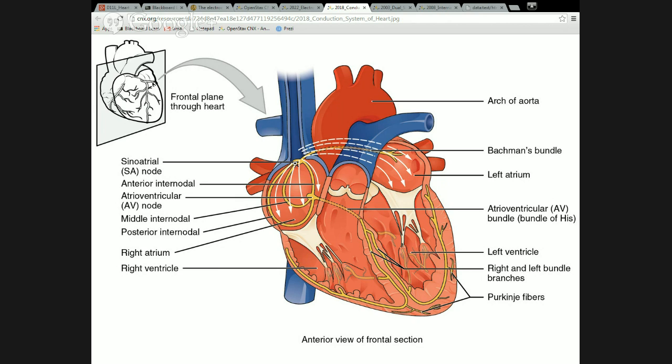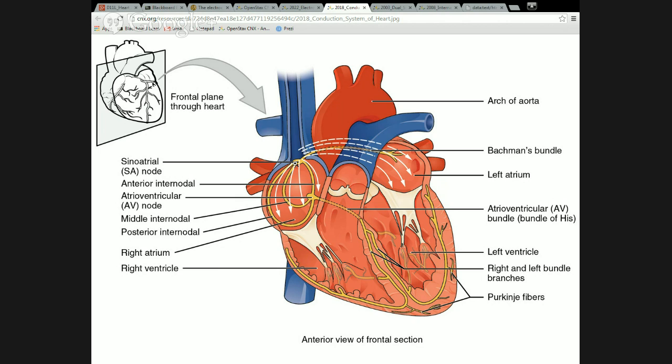The rate that the sodium leaks into the cell and slowly depolarizes it really sets the speed at which these cells generate new action potentials. And so they will do that automatically at a rate of about 100 action potentials per minute, which is going to lead to a heart rate of 100 beats per minute. That's what the SA node does on its own.